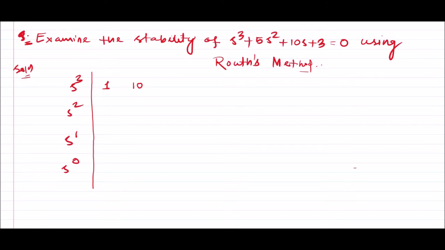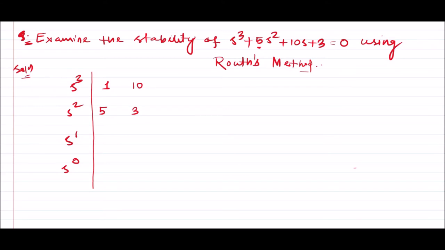Next we see the coefficient of s^2. The coefficient of s^2 is 5, so I'll write 5 here. After that, the next even power is s^0 and the coefficient is 3, so I write 3 here. So this is all about the first two rows of Routh's array.